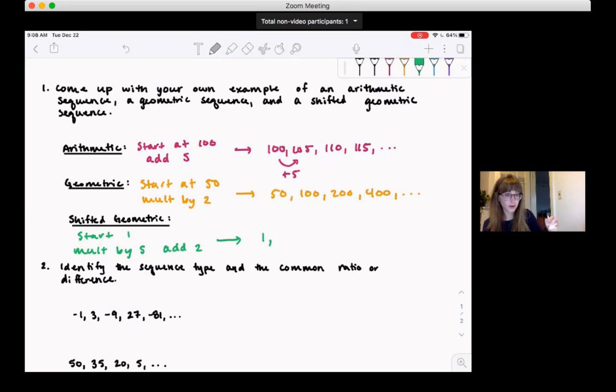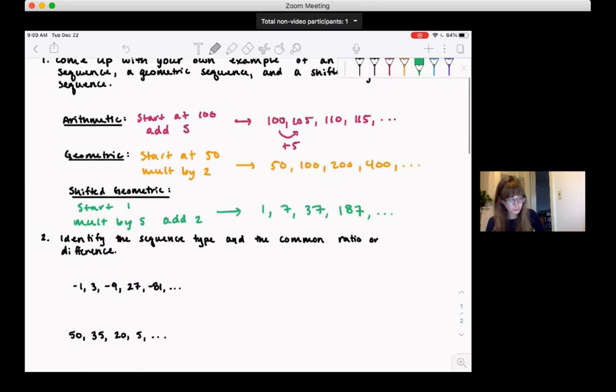So that would be 5 plus 2 is 7. Now to get the next term, I multiply by 5 and add 2. So 7 times 5 is 35, plus 2 is 37. Okay, next term we need to multiply by 5 first, so 37 times 5 is 185, plus 2 is 187, and so on. So that's a strategy you can use to generate your own examples of sequences, so you're making up your own example.